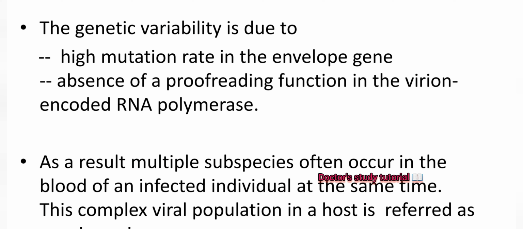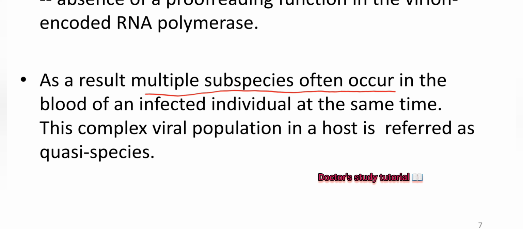virion encoded RNA polymerase. Here a question arises: hepatitis C is the most dangerous virus among all hepatitis types, and why is it called so dangerous? Because it has a high mutation rate in the envelope gene and absence of proofreading function. So we can't prevent it because it rapidly changes its genetic variation. That's why it is very dangerous. As a result, multiple subspecies often occur in the blood of an infected individual at the same time. This complex viral population in a host is referred to as a quasi-species.